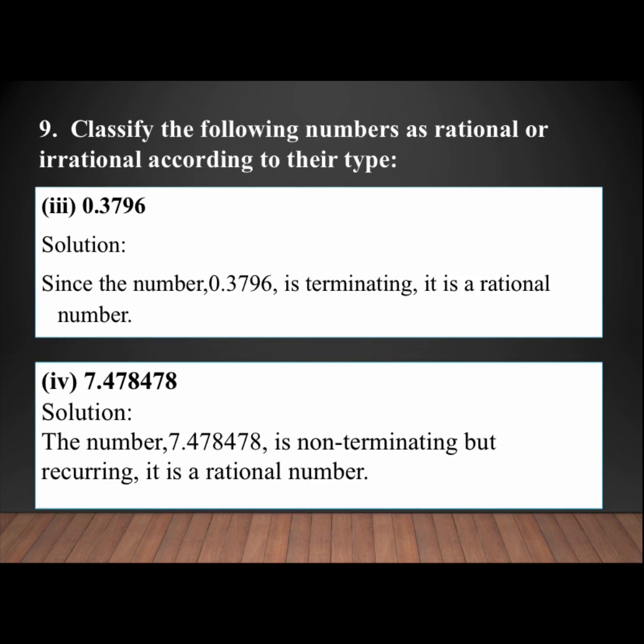We have the third part as 0.3796. Now we can see the number is terminating, so it is a rational number. Now we have the fourth part, which is 7.478478. Here we can see it is non-terminating but recurring, so it is a rational number.